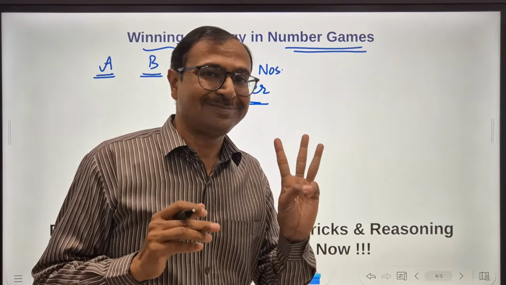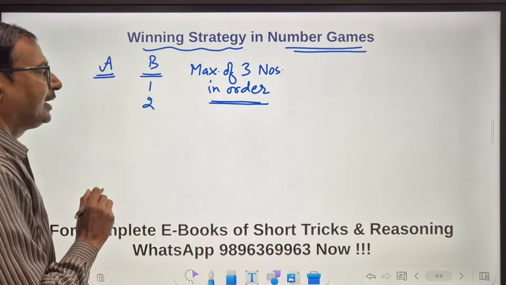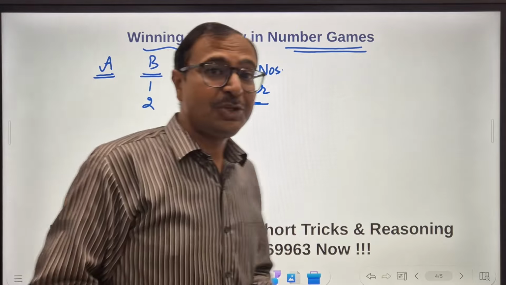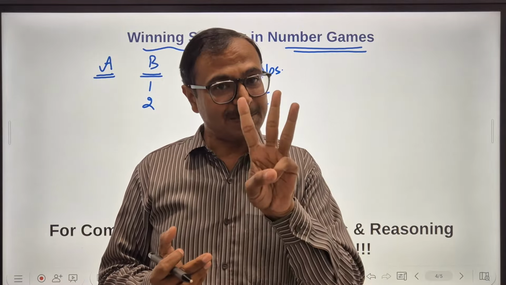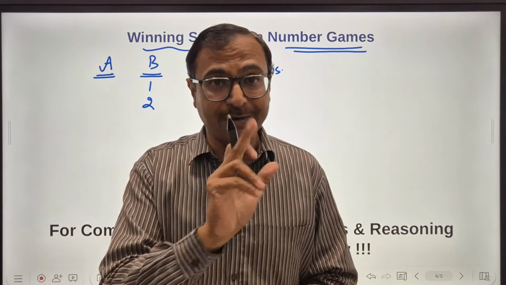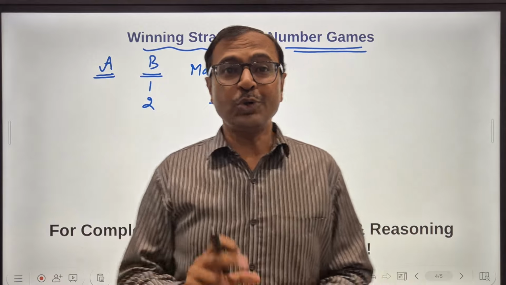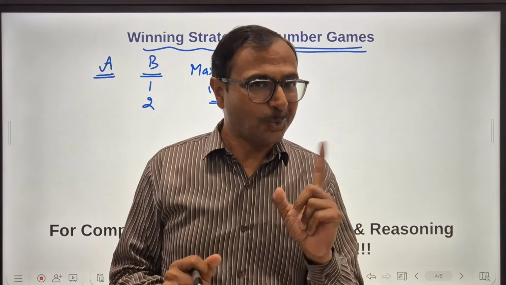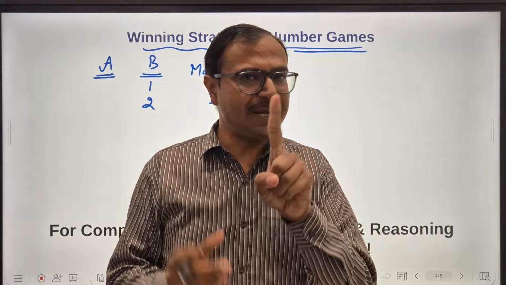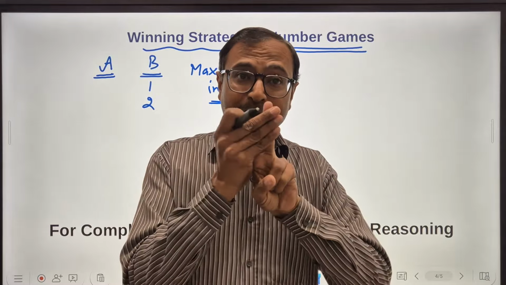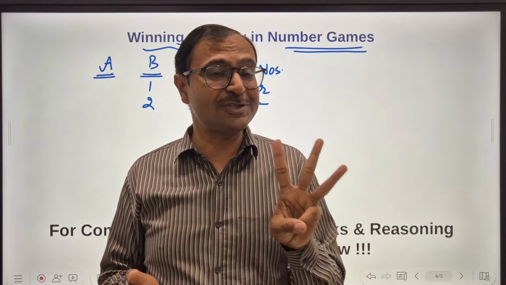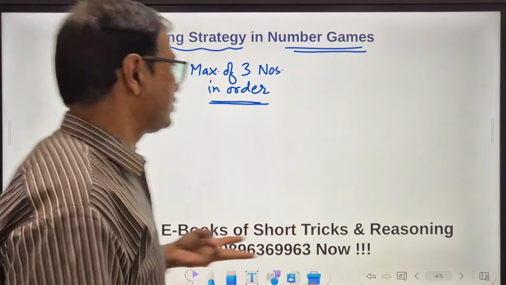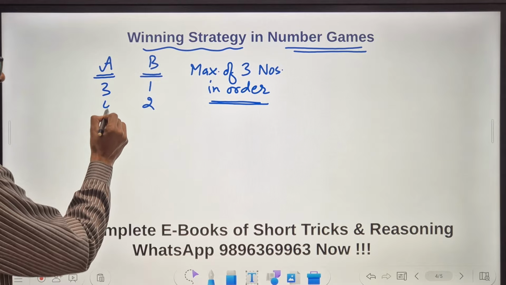Now suppose he says 1, 2. Now it is your turn. You also have the liberty of saying a maximum of 3 numbers, but in order. He left it at 2, so you have to begin at 3, okay, and you can speak either 3 and stop, 3, 4 and then stop, or 3, 4, 5 and then stop, because you cannot speak more than 3 numbers.